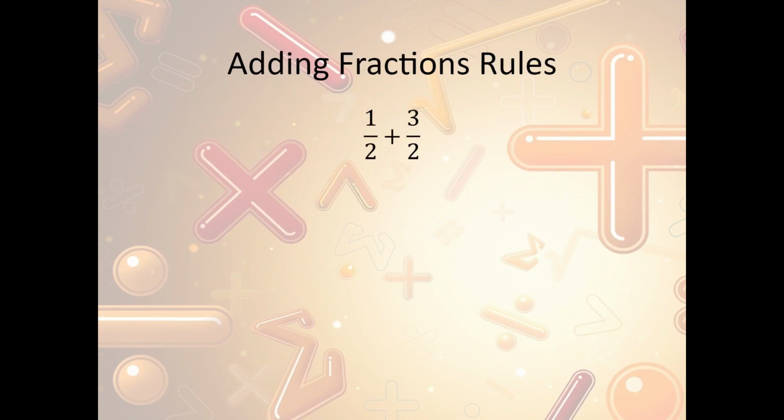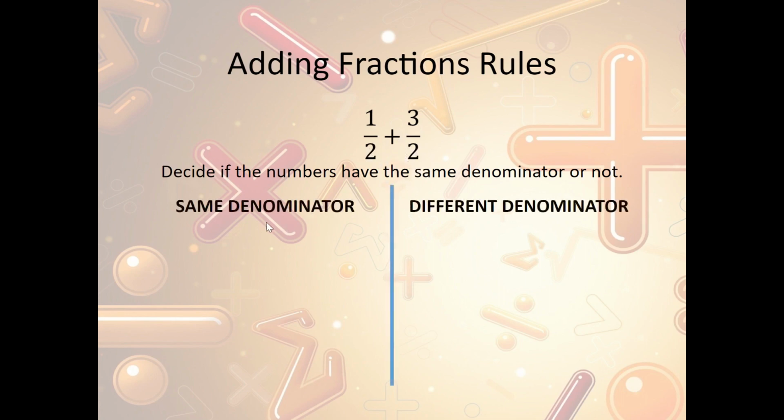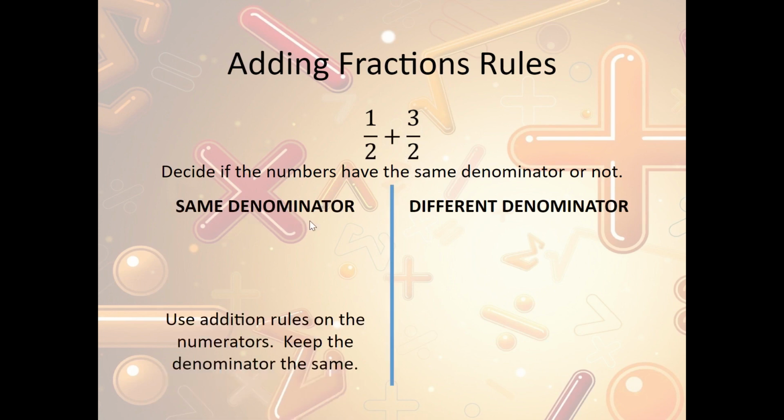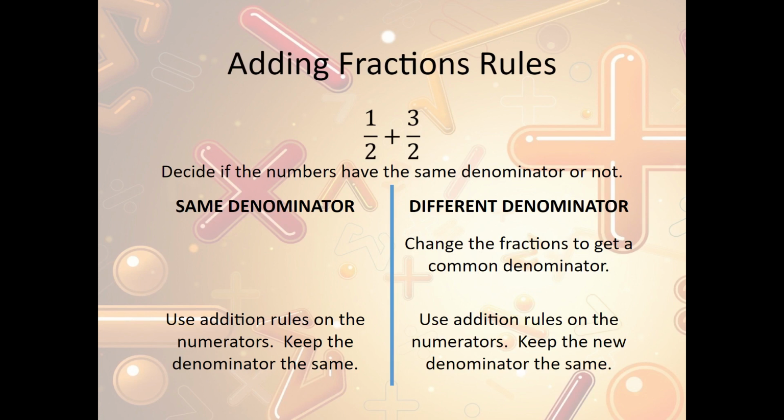Now let's look at our rules for adding fractions. So first thing we have to decide is, do they have the same denominator or not? So does this number match this number? Well, in this case we can see that they do. They're both 2. So if they have the same denominator, we're going to use the addition rules on the numerators, so we're going to add the numerators and keep the denominators the same. So this will be 1 plus 3, and we'll leave the denominator as 2. If we have different denominators, we're going to change the fractions to get a common denominator, and then we're going to use our addition rules on the numerators and keep the new denominator the same.